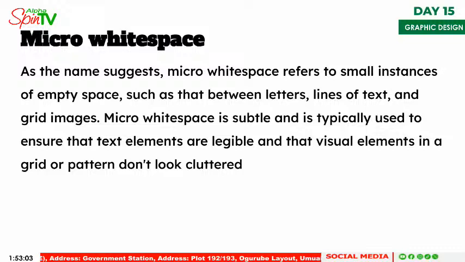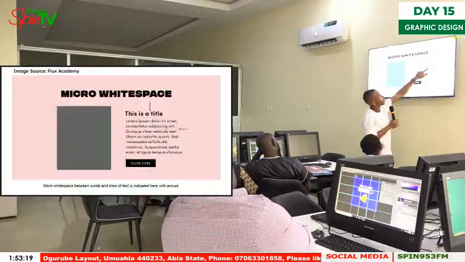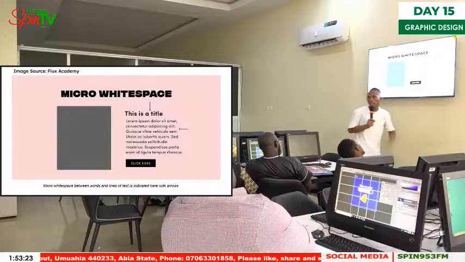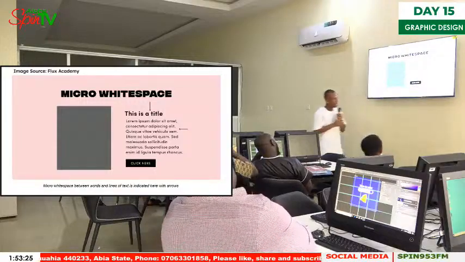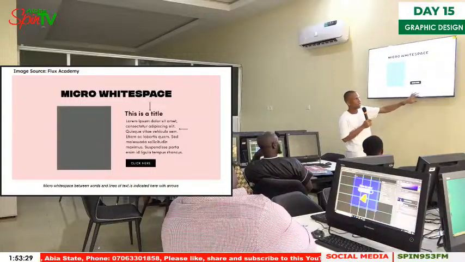Now, look at the example of the microspace I'm talking about. Look at the image here, look at the title, then look at the text, look at the CTA here. Look at the microspace. Is it clear? Micro white space between words and lines of text is indicated here with arrows.